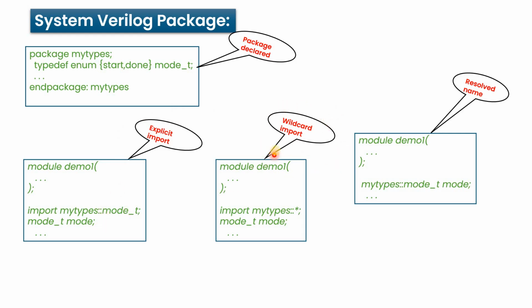Then we have wildcard import. In the first one, we explicitly import the mode_t data type only. In wildcard import, we are importing everything: import mytypes, scope resolution operator, then star. Here everything from this package gets imported into this demo1 module, and from there we declare a variable mode of type mode_t. This is called wildcard import, and it gets resolved as the package, then mode_t, and then mode. This is how it gets resolved when we compile.